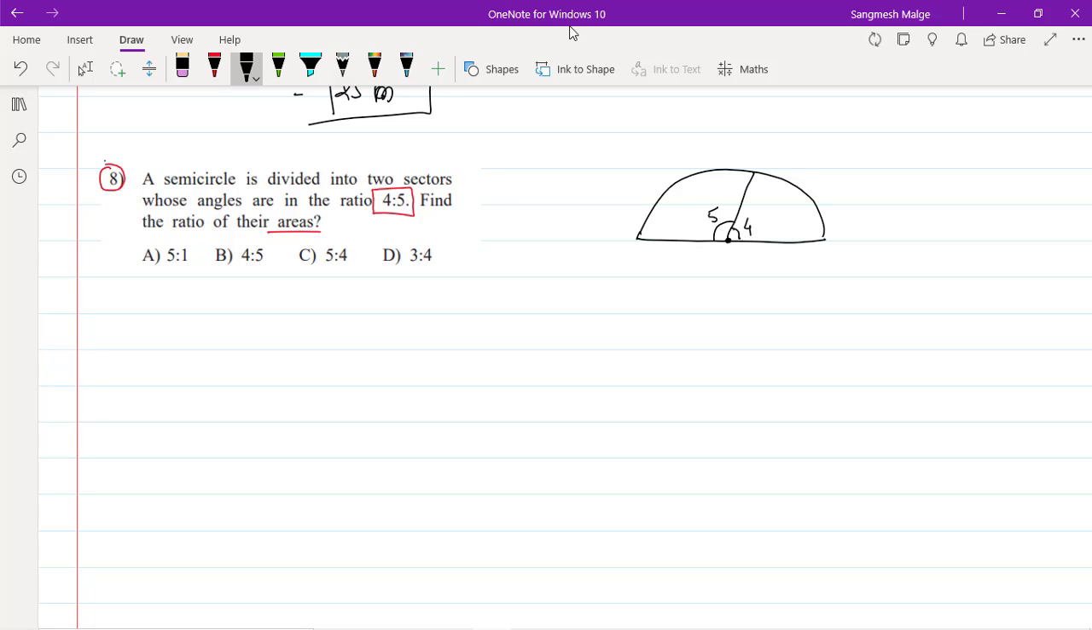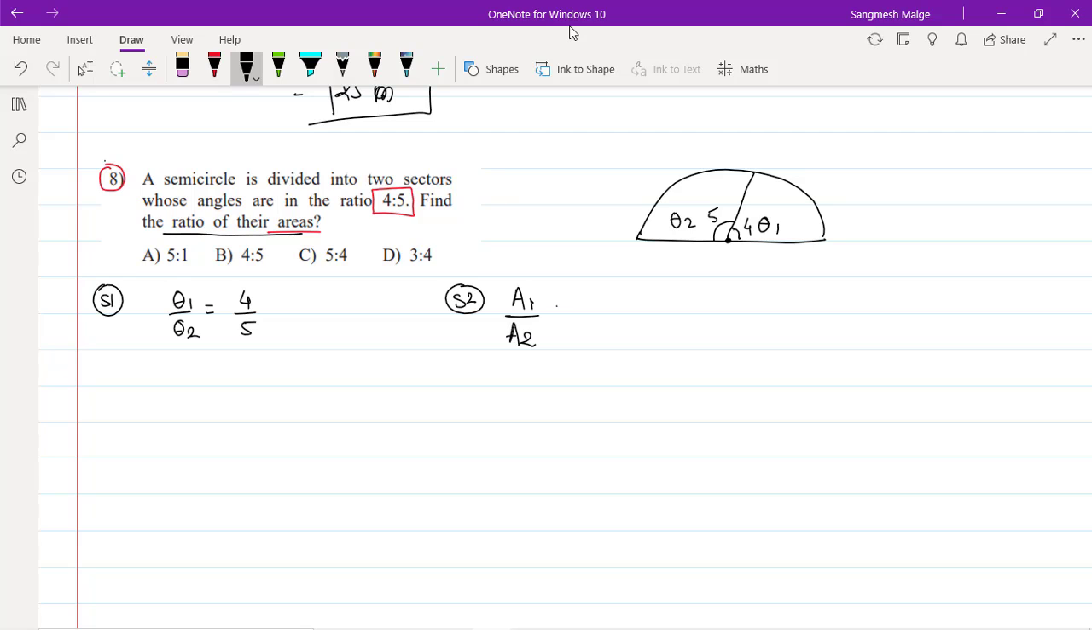First of all, step number 1, let's consider these sector angles, suppose we take this as theta 1 and this as theta 2. Is it okay? So theta 1 by theta 2, how much is given? They have given theta 1 by theta 2 as 4/5, the ratio of the angles. What have they asked, step number 2? Ratio of their area. So what I will write here is A1 by A2.